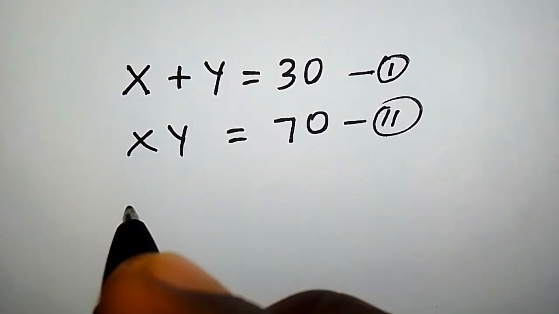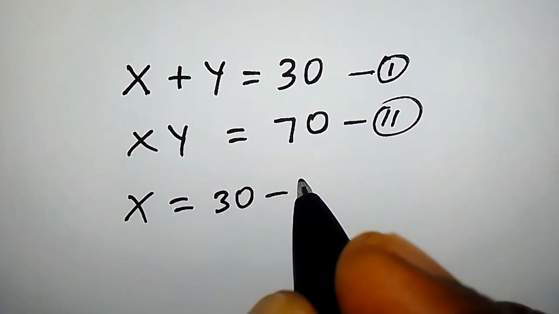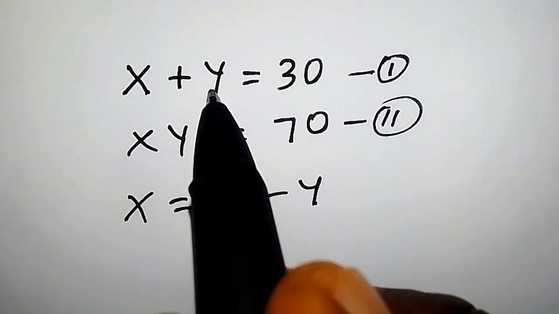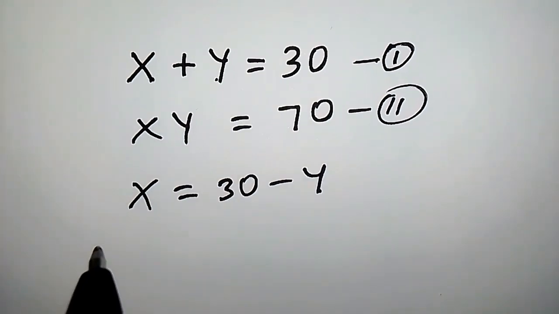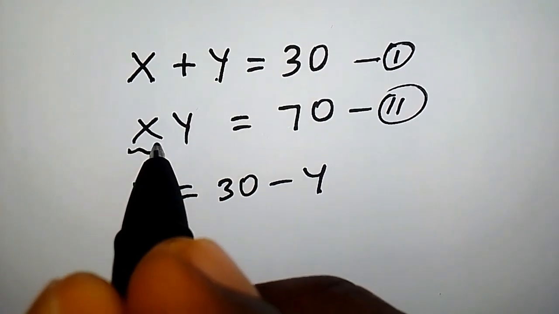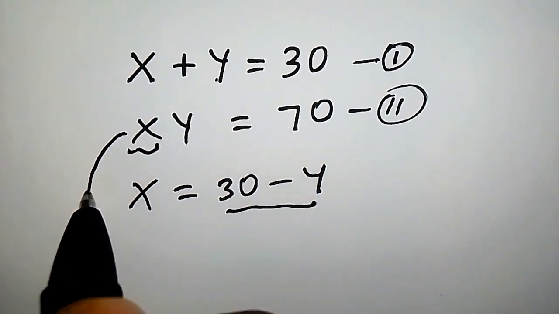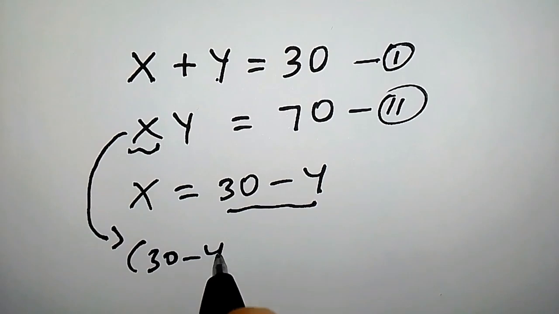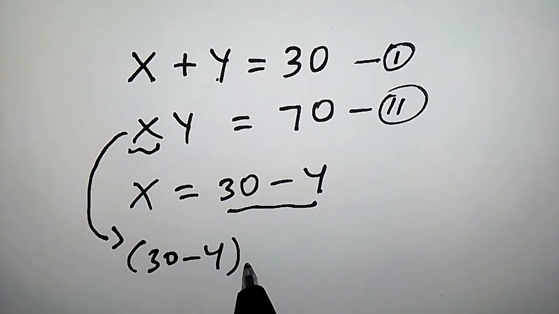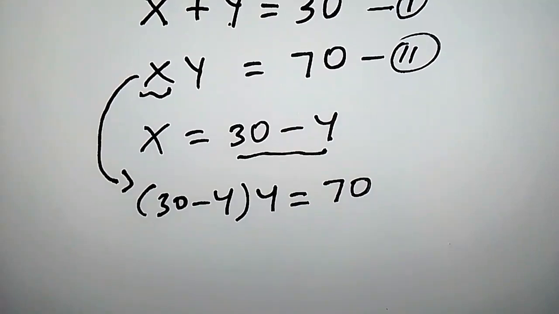From equation 1, x is equal to 30 minus y. If we move y to the right hand side, we have this. The next step now is to replace this particular x with 30 minus y. So that means from here we are going to have (30 minus y) times y equals 70.